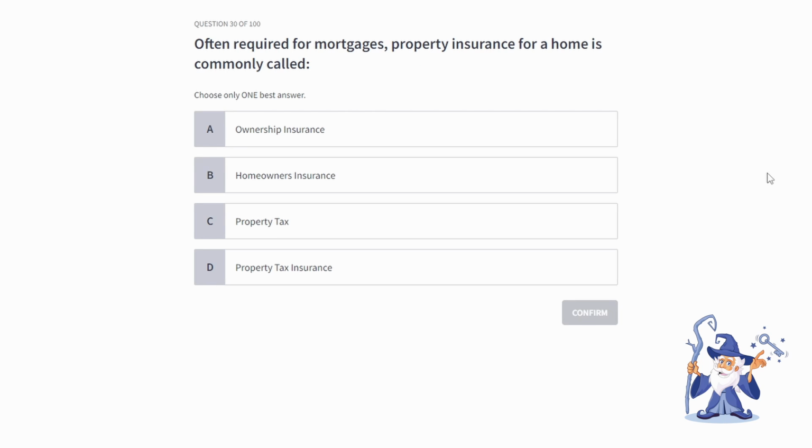Okay, question number 30. Often required for mortgages, property insurance for a home is commonly called what? And there's 4 options. A, ownership insurance, B, homeowner's insurance, C, property tax, or D, property tax insurance. So go ahead and think that one over.